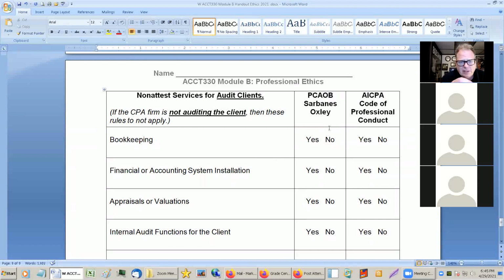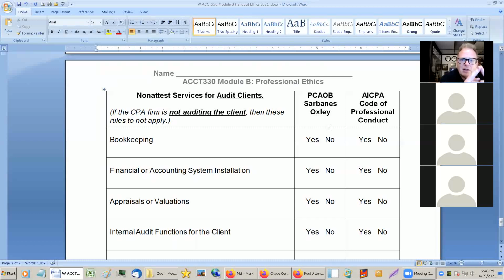As you go down the list here, we're going to find that most of the stuff the PCAOB does not allow. So if it's publicly traded, you can't do it. With the AICPA, most of these you can. Before the PCAOB came along, it would have just been the AICPA code of conduct. They could have done most of the stuff, and a lot of it was done by the auditors. Now, this is only for the auditors. This is not for a CPA firm that's not the auditor.